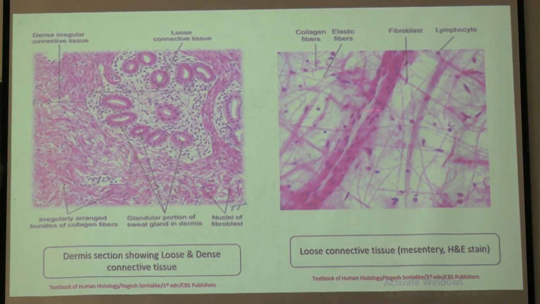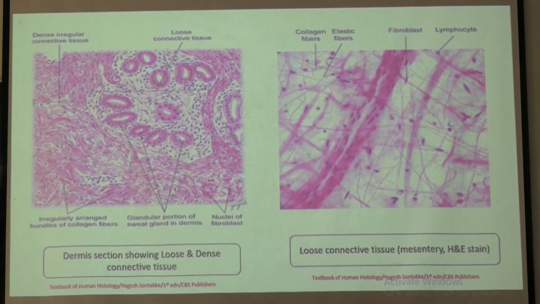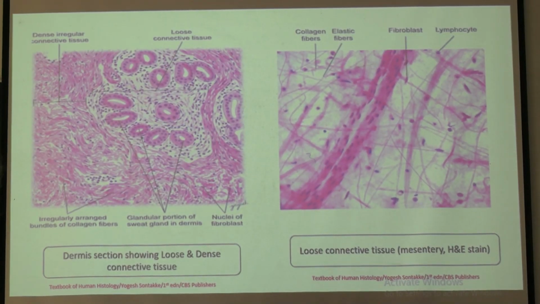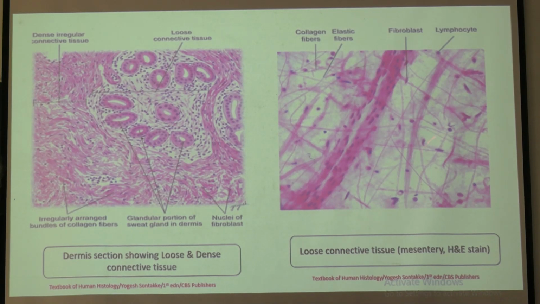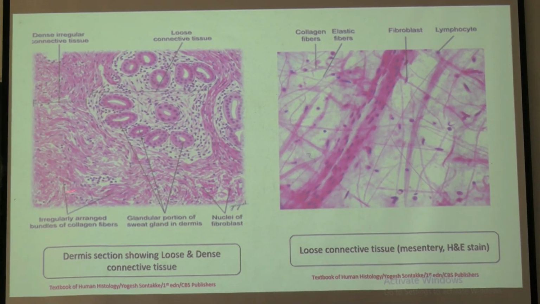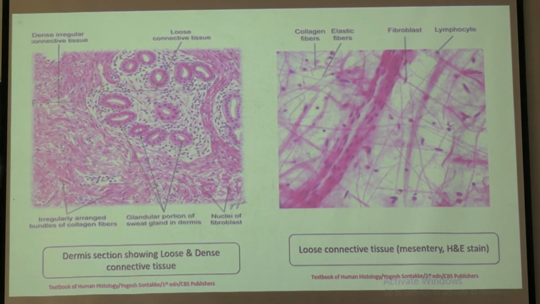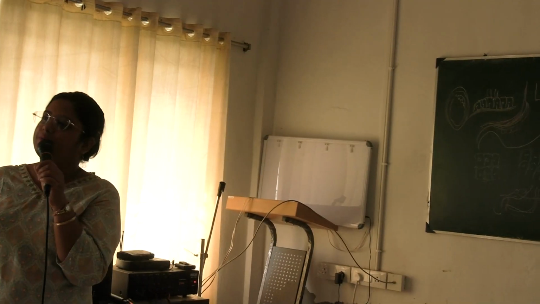And this is loose connective tissue of mesentery. It will look like this under the microscope. Multiple collagen bundles, elastic fibers, different types of cells, and areolar spaces. See here, in dense tissue, there are no spaces. The collagen bundles are filling almost the whole of the tissue.